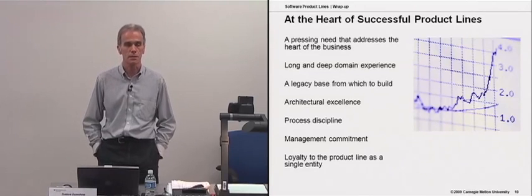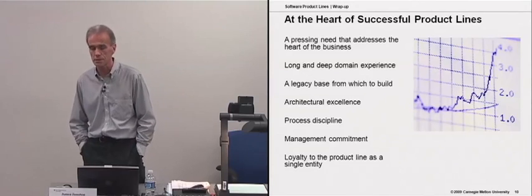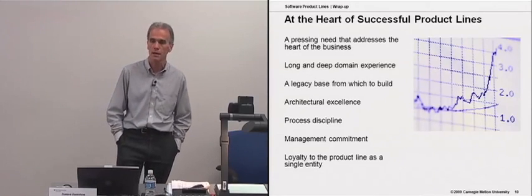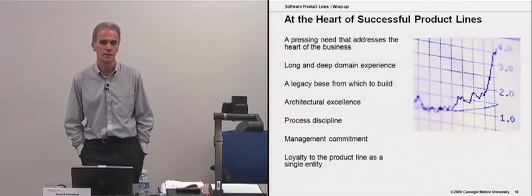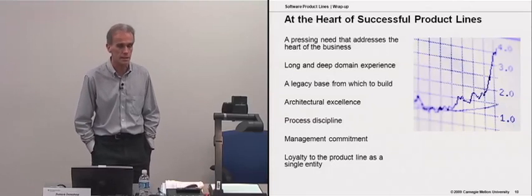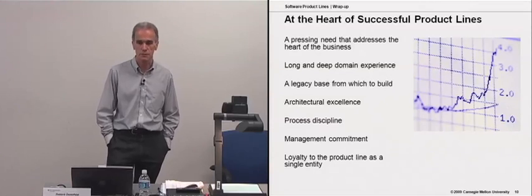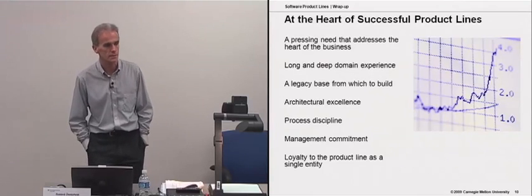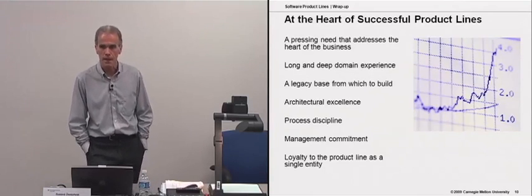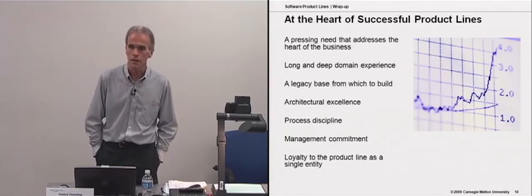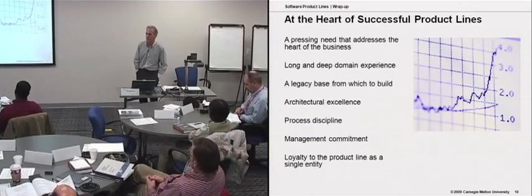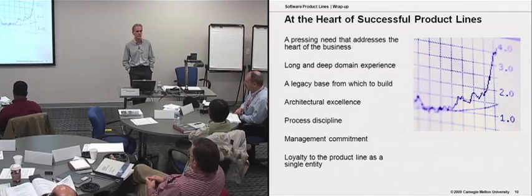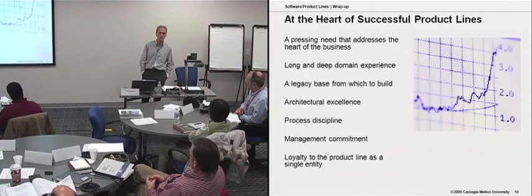And that commitment will typically show up, if management is serious, in the form of appointing an empowered champion to run this. Or if it's not a single individual, an empowered steering group to make sure that the product line is not only launched but also institutionalized in the organization. And part of the whole process of institutionalizing it is making sure that you maintain loyalty to the product line as a single entity.